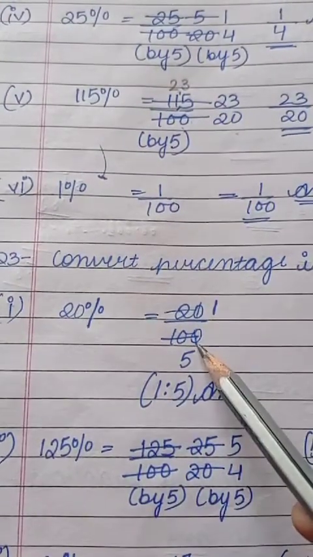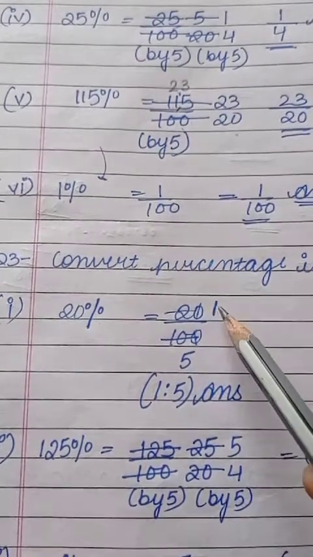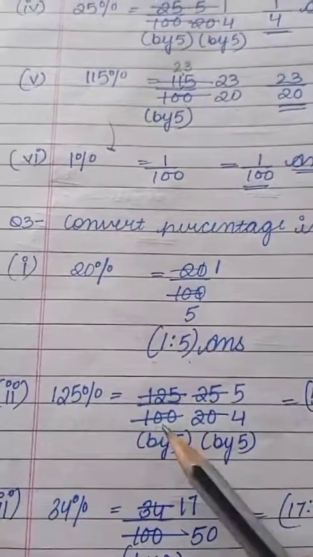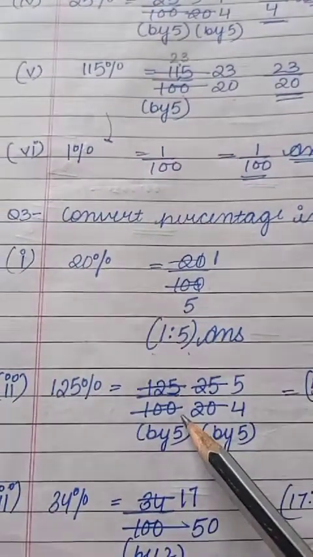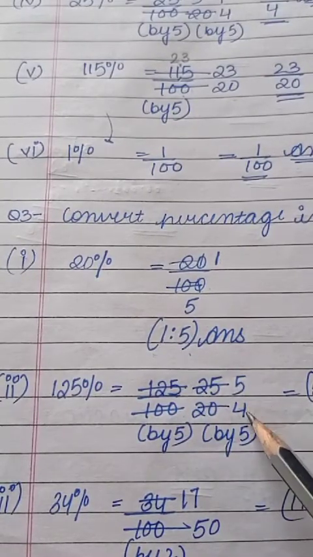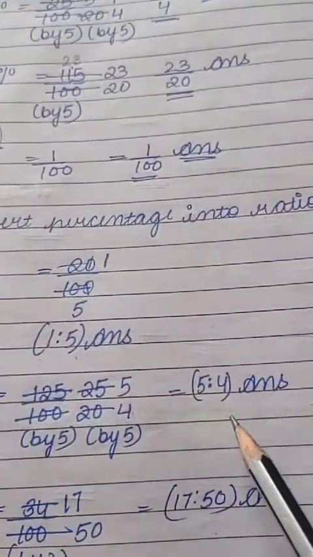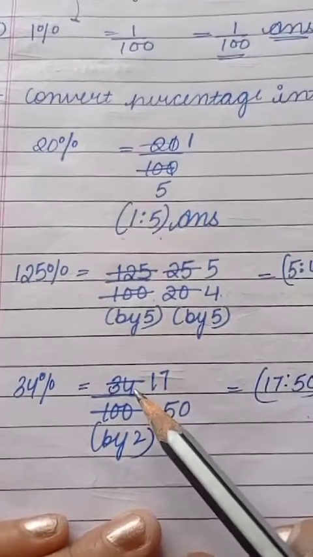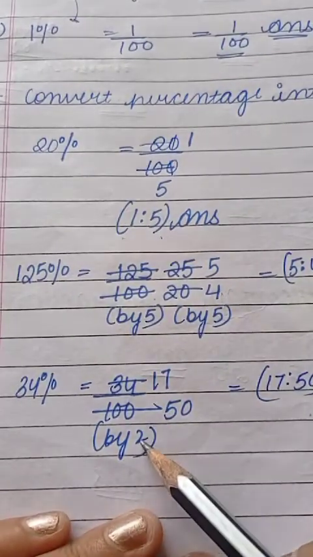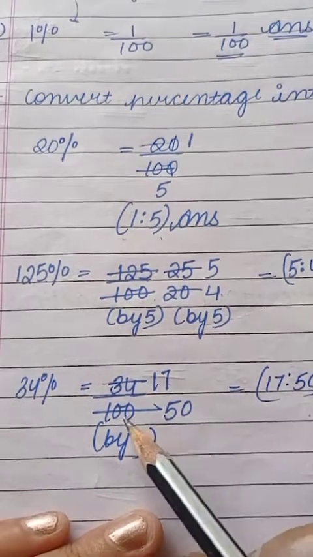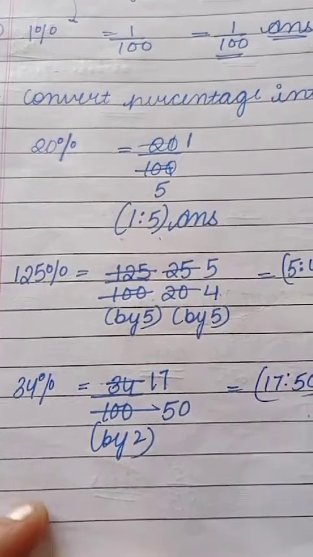20% can be written as 20 by 100. Cut it with the table of 5. You will get 1 by 5 which can be written as 1 ratio 5. Next is 125% can be written as 125 by 100. Cut them with the table of 5. Clear? When you cut it, you will obtain the answer 5 by 4 which can be written as 5 ratio 4. Next is 34%. Clear? Which can be written as 34 by 100. Cut them with the table of 2. Clear? When you cut it with 2, 17 2s are 34 and 50 2s are 100. Further they can't be cancelled. So your answer is 17 ratio 50.